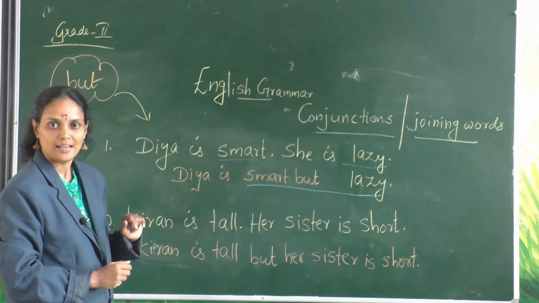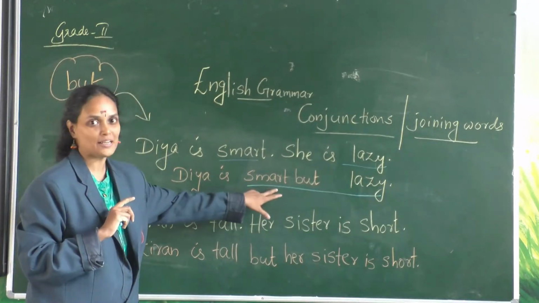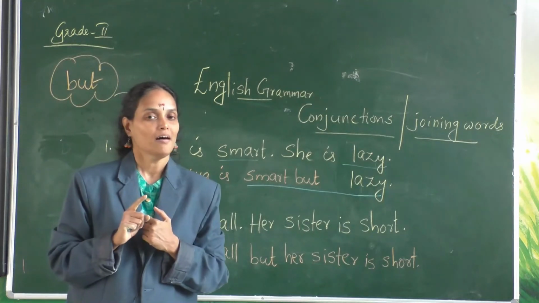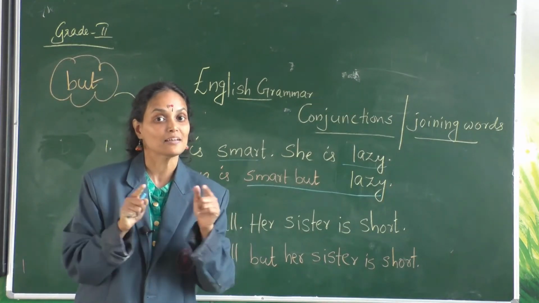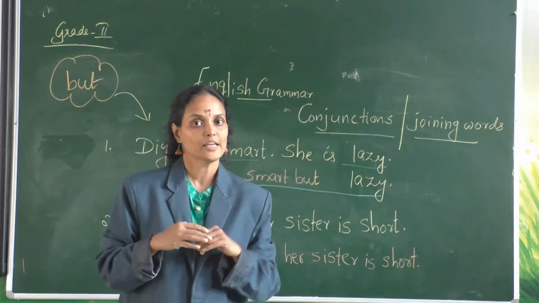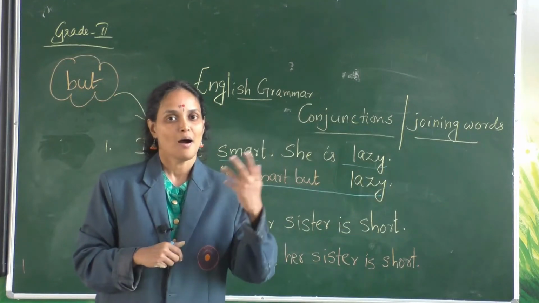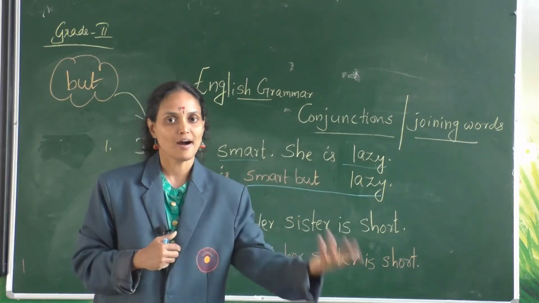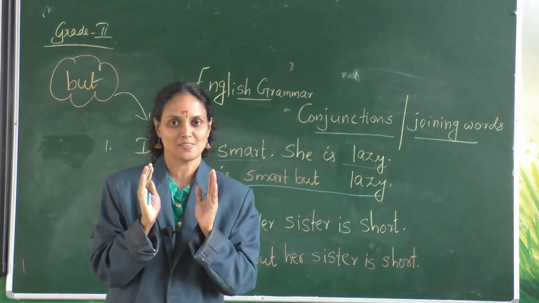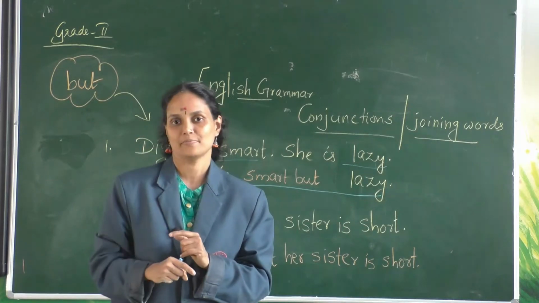Understood? Yes. Now we can compare the use of but with the use of and. And is used to combine two similar things, two similar objects, two similar meanings, words. Chair and table, bread and butter, brother and sister, father and mother. Right? So, two similar words are combined using the conjunction and.